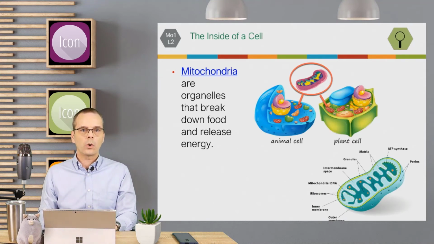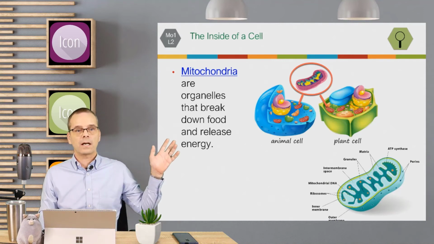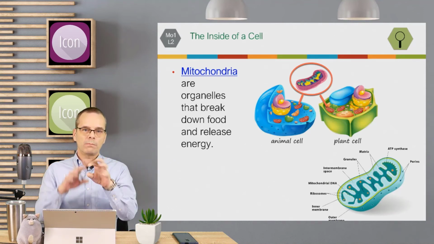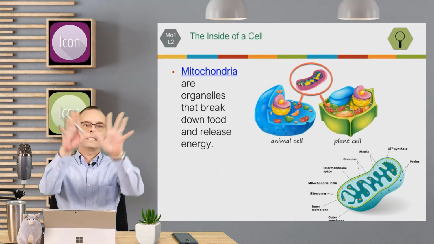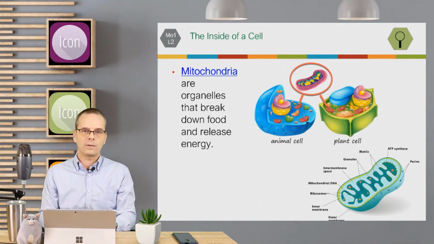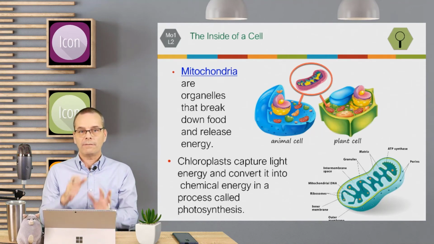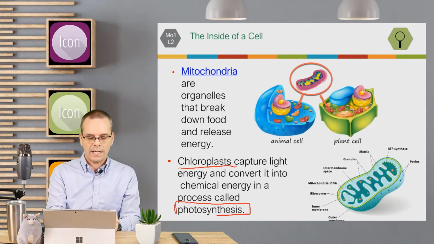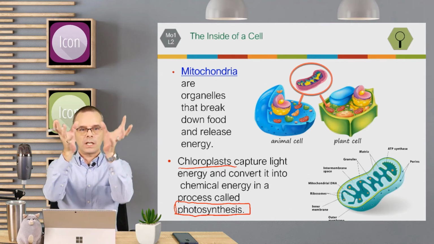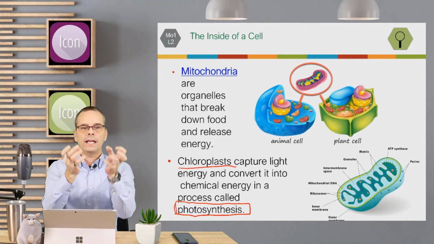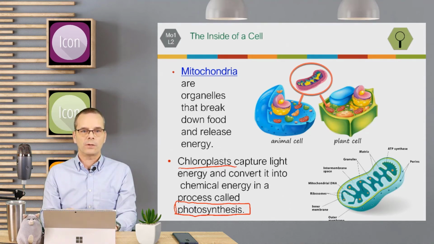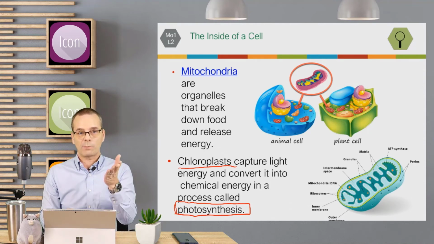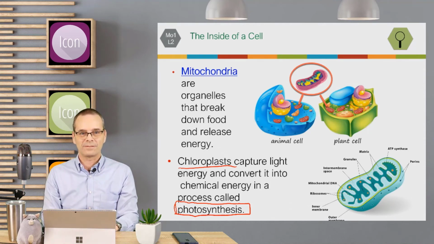So let's talk about what's inside the cell. Inside the cell are organelles, and the first one is the mitochondria. The mitochondria breaks down the food and then releases the energy inside the cell. You also have in plant cells something called chloroplasts. Chloroplasts capture the light energy from the sun and convert it into chemical energy for the plant. We call that process photosynthesis.